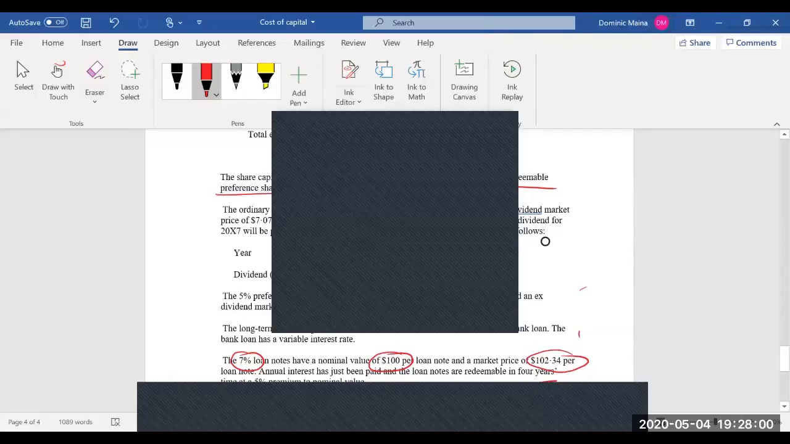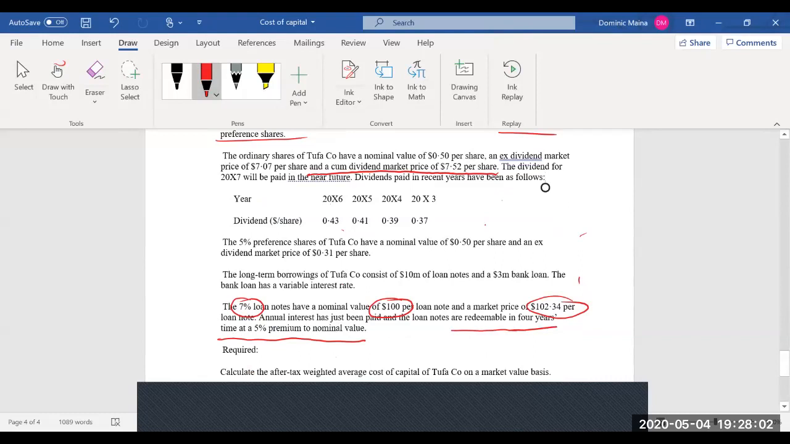Okay, we have the bank loan. Don't forget this bank loan. It's a long-term bank loan. Don't forget the reason why we ignored the overdraft in the other example. In the other example, we never considered the bank overdraft. Why? Because it's a short-term finance source.